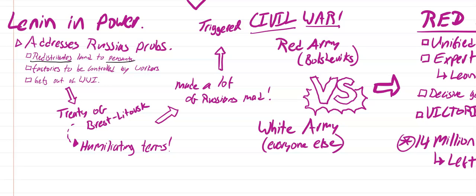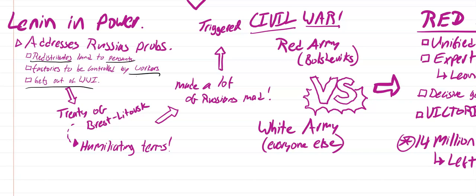He also is going to bring factories under the control of workers. These are things that peasants and workers might think are pretty cool, but the people that were in charge maybe wouldn't have been very happy with this. But he also was going to get people out of World War One.